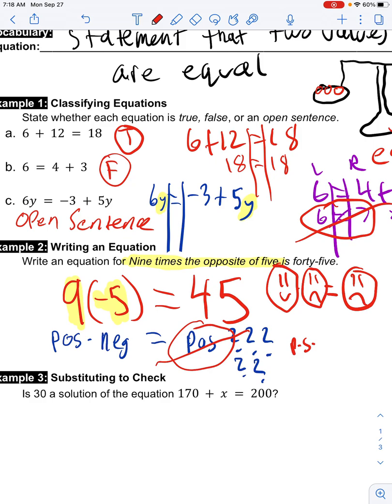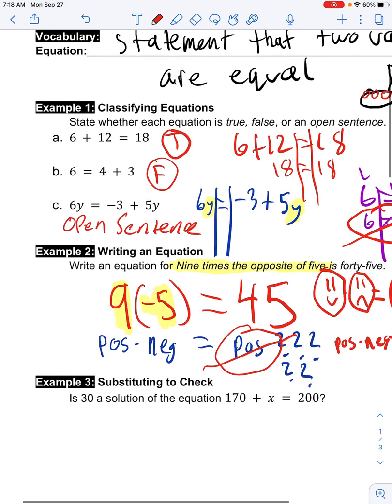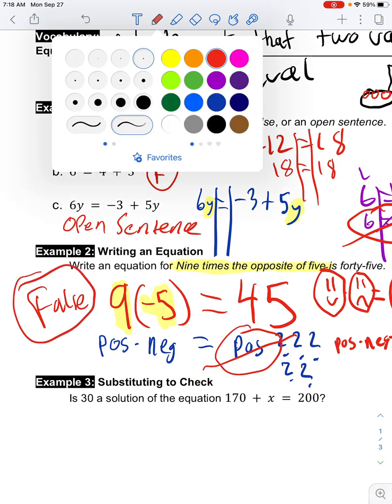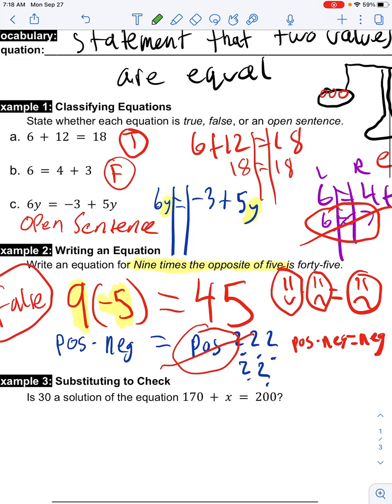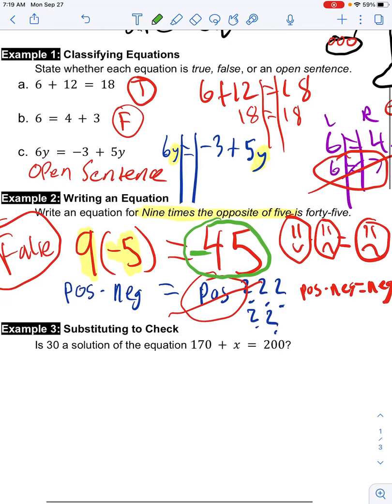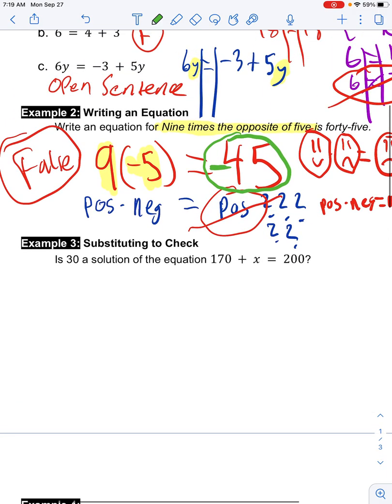A positive times a negative always equals a negative, okay? So in this case, this statement would be false. We could correct this statement by saying 9 times -5, or 9 times the opposite of 5, is -45. So if I make this into a -45, I can correct the equation and make it a true statement where I'm balanced on both sides.